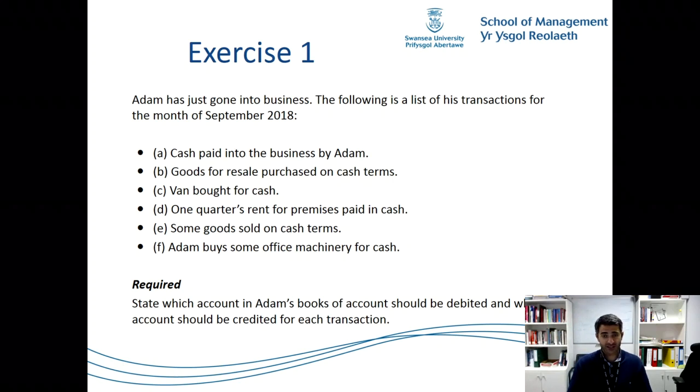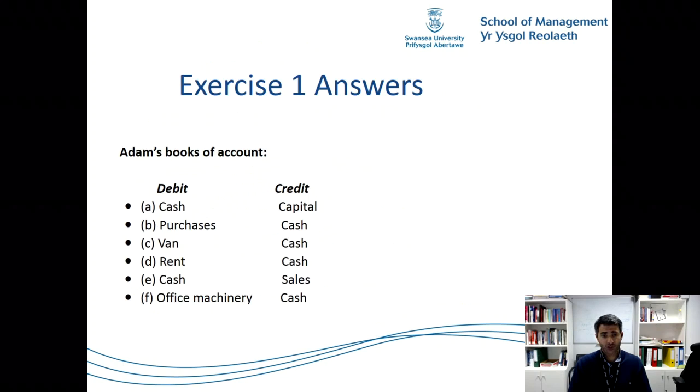He bought a van, so the fixed asset goes up. That should be on the debit side, isn't it? And how did he pay for it? By cash. In this case, the money is out, and money out should be on the credit side, cash. So van debit and cash credit.